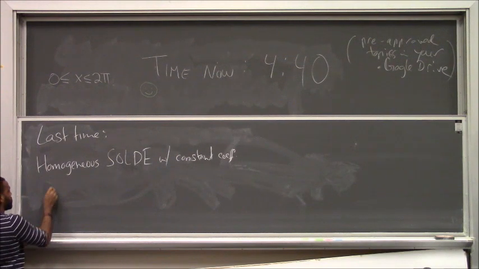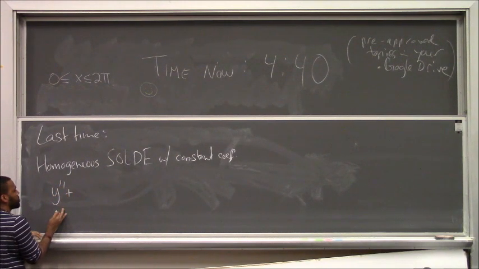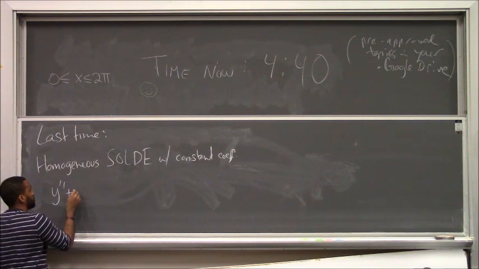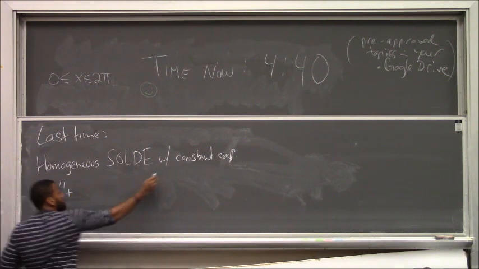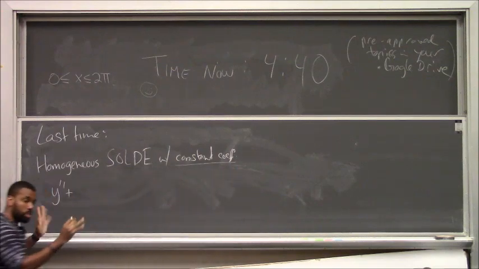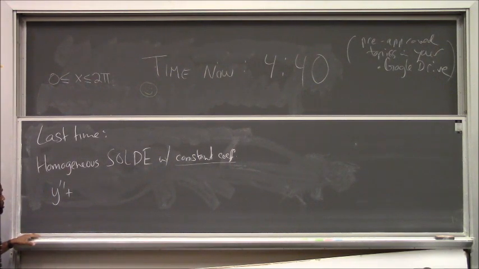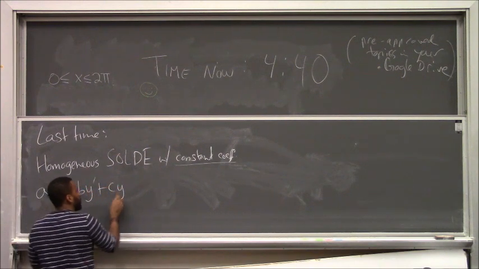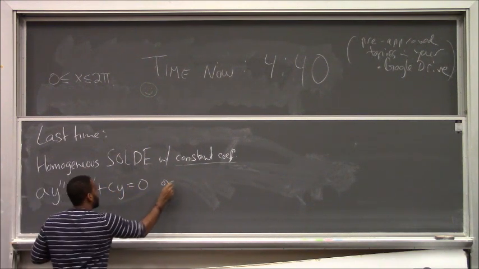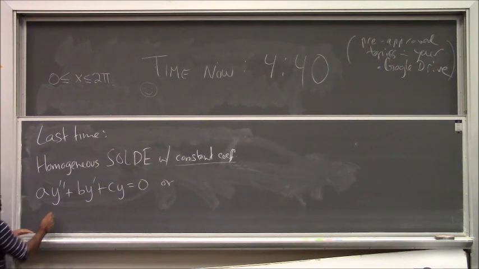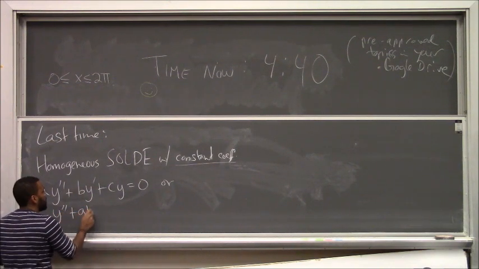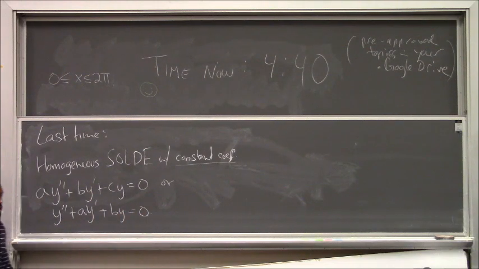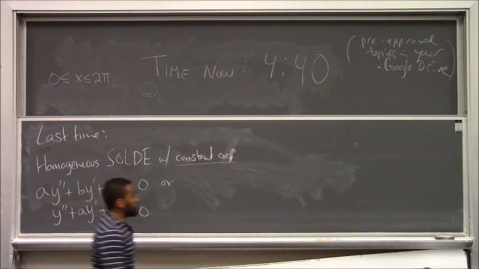Y double prime plus A Y prime plus B Y equals 0, where A and B are constants. Constant coefficients. We'll do them more generally later. So you can do A Y double prime plus B Y prime plus C Y equals 0. You can also just assume the leading coefficient is 1, and do something like Y double prime plus A Y prime plus B Y equals 0. Either way. So now, how did we actually solve this?